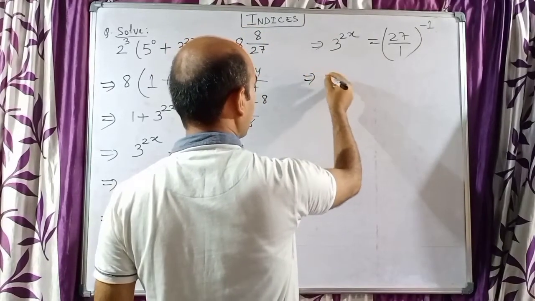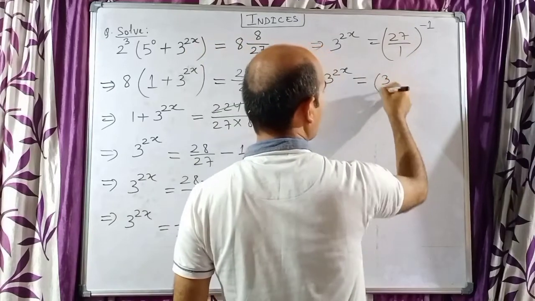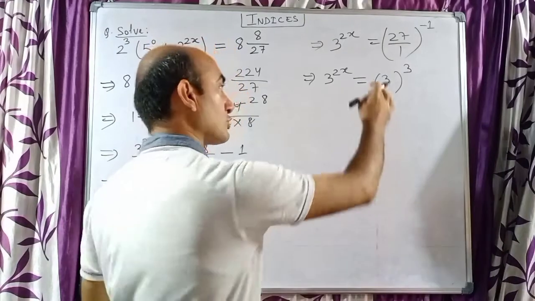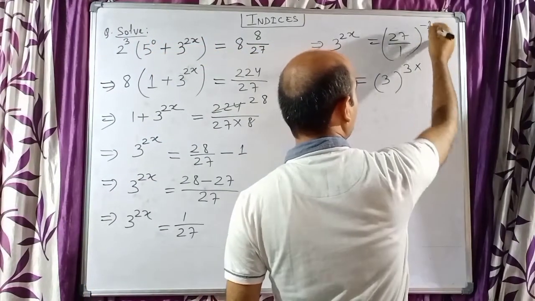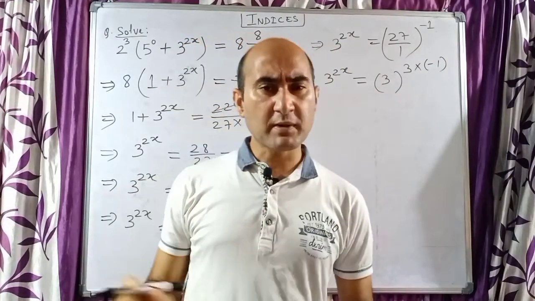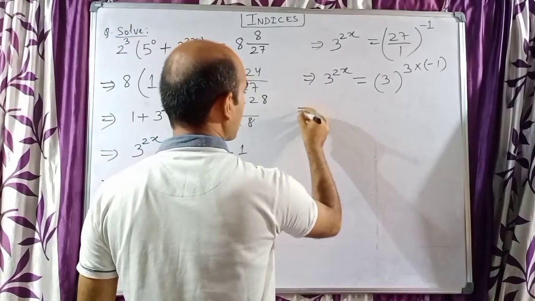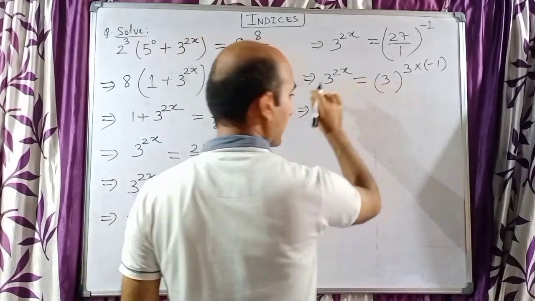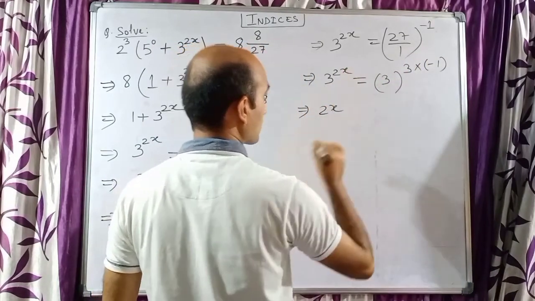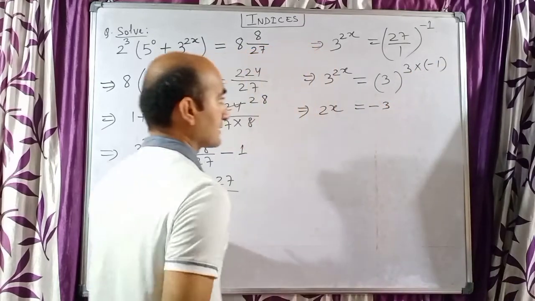Next, 3 power 2x, and 27 also is 3 cube, and 1 at the denominator has no value. So 3 cube you write, multiplied by the old power, which is minus 1. Plus 1 has not much importance, but when there is minus 1, you should mention it. Now you know, children, if both the bases are equal, then the powers are also equal. So our first power is 2x and our second power is 3 ones are 3 but minus 3.